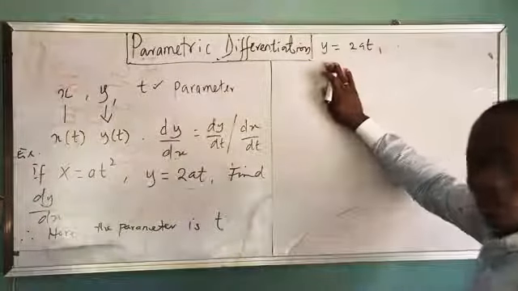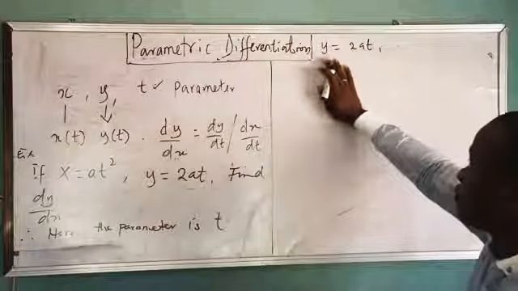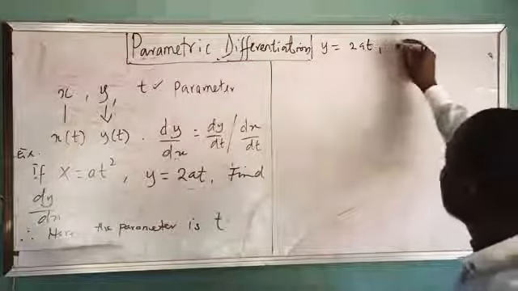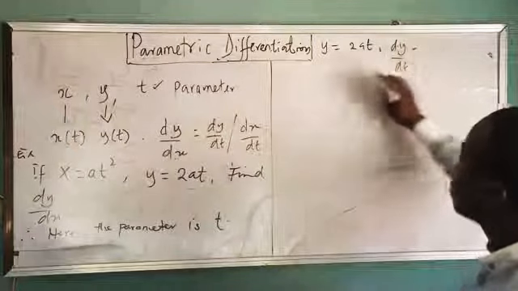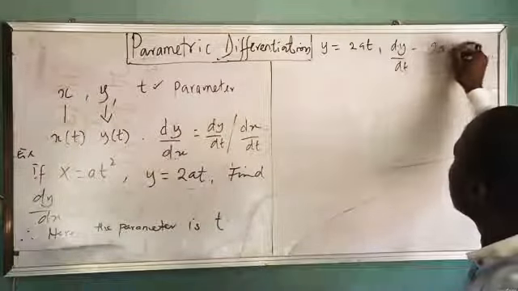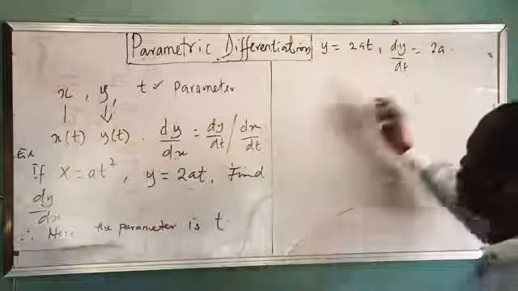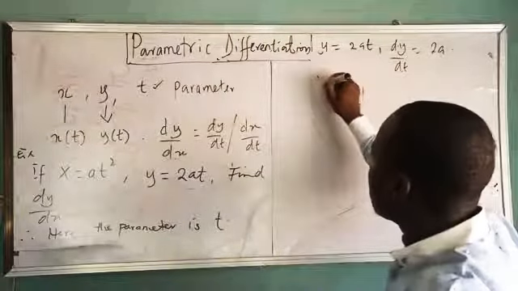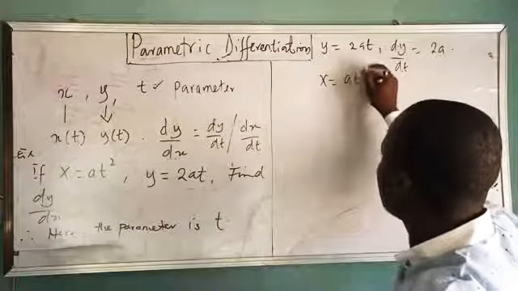So from here, what is the differential coefficient of y? dy/dt will be equal to 2a. That is the differential coefficient of this. Also, we take x equals to at squared.